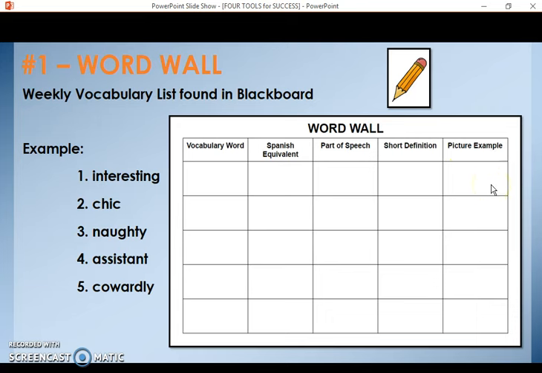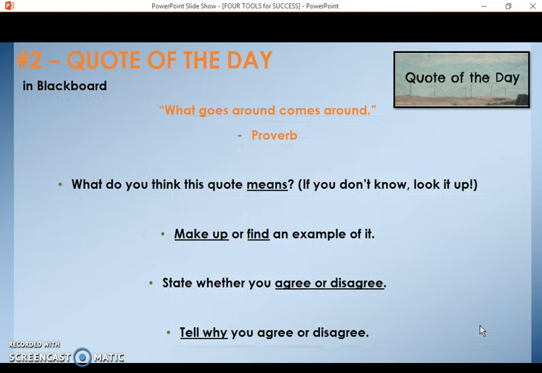But you'll find a picture. You can use Google Images. You can use anything really. Find a picture that best explains the word interesting. Okay, and so you would do this for every single word on your vocabulary list. And we'll talk about that some more. But that's what it is, just in a nutshell.